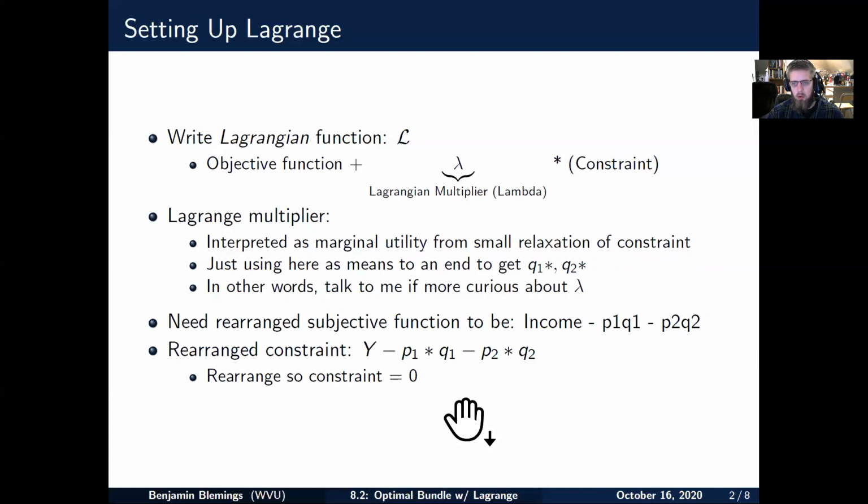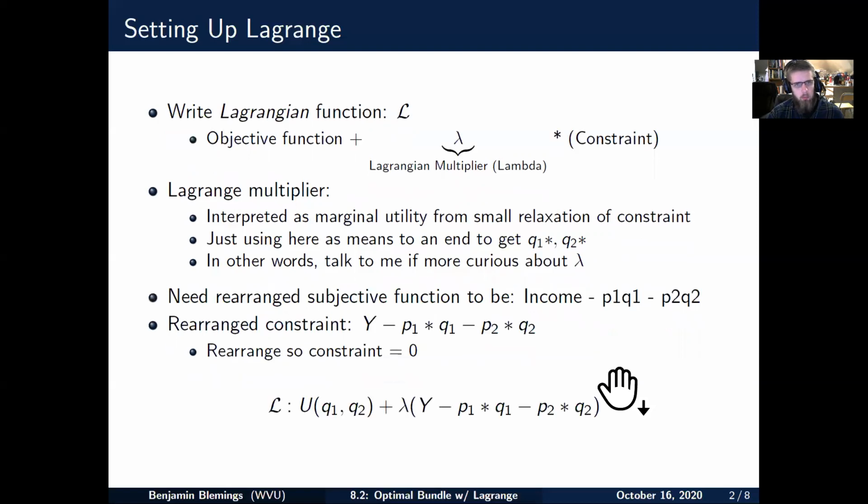Income minus P1 Q1 minus P2 Q2. You need to plug this Y minus P1 Q1 minus P2 Q2 into where the constraint goes. So it's just a little bit of algebra on the front end, and it'll help you with more difficult problems. So this is it, right? I haven't specified a utility function yet, so I just have some function of Q1 and Q2 here as the objective function. Our second ingredient, lambda, the Lagrange multiplier, is right here. And then our constraint is here.